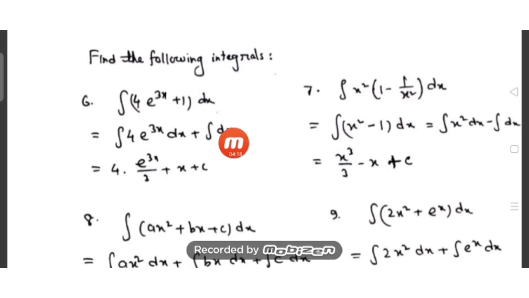These are the direct application of the formula. Try to remember the formula. Hope you remember those things. Then only you will get it easy. Otherwise this is very difficult. Okay. So then I go to the next question, number 7.